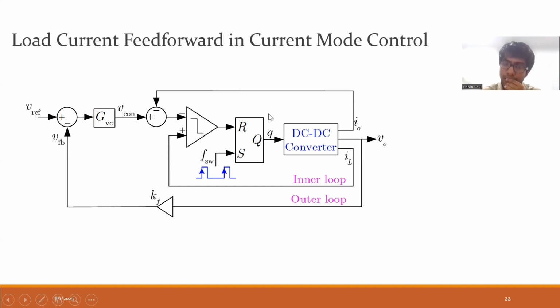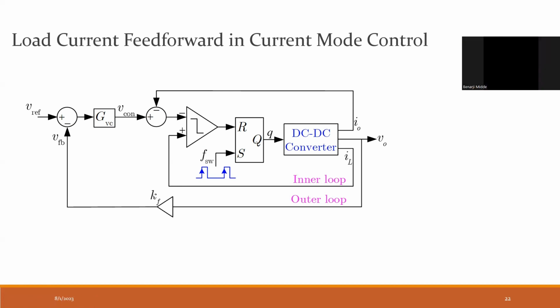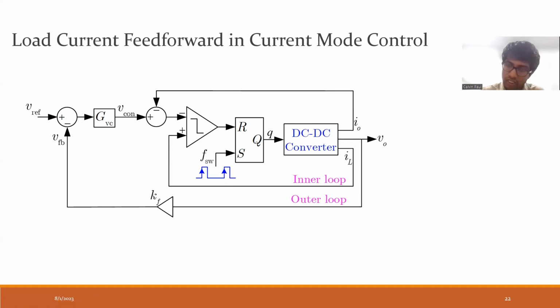Any doubts in this? Sir, could you please repeat it once? For voltage mode control, variations in input voltage have a considerable effect on the output voltage, and that's why we used input voltage feed forward for voltage mode control. In current mode control, variations of input voltage do not have much of an effect on output voltage, but variations in load current have a significant effect on the output voltage. The load transient performance is poor. To overcome that, we can use load current feed forward.